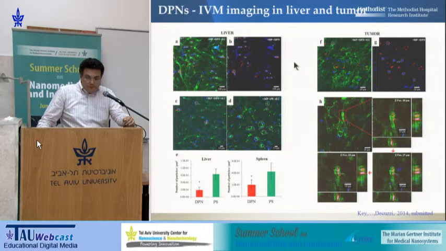Of course, movies are nice. Let's see, we have done some also quantification of these images. These are the accumulations in the liver and in the spleen for the DPNs and the polystyrene particles. The DPNs are 1,000 by 400.